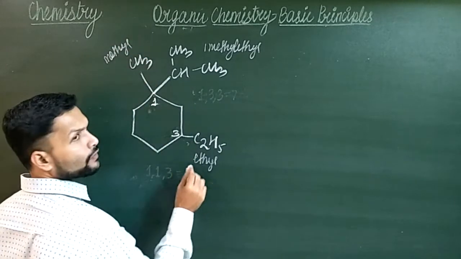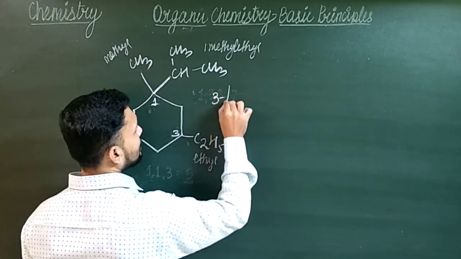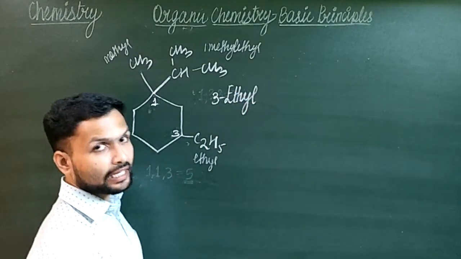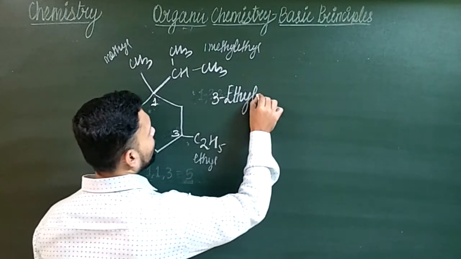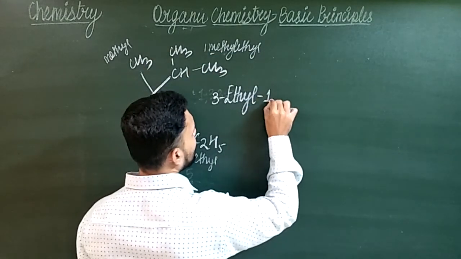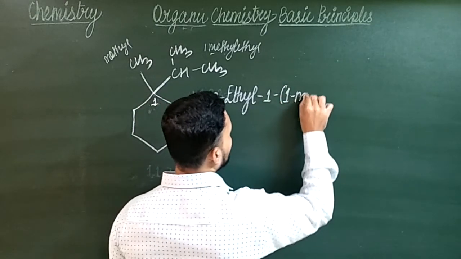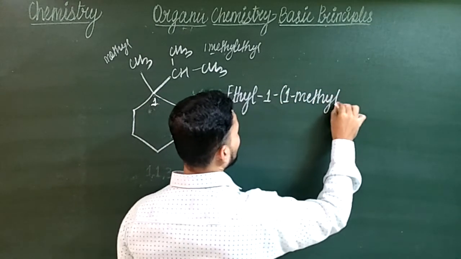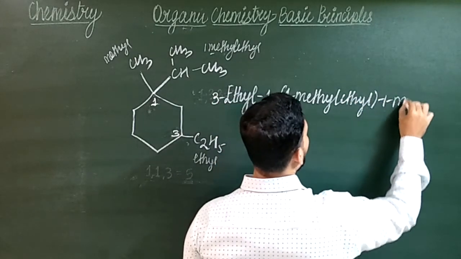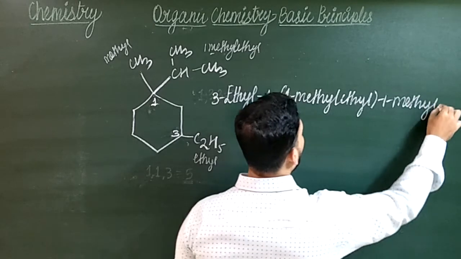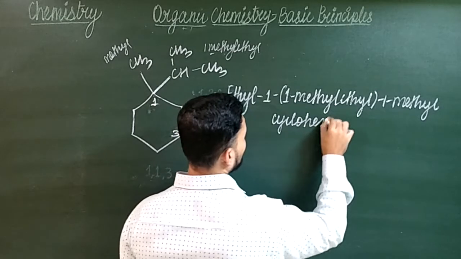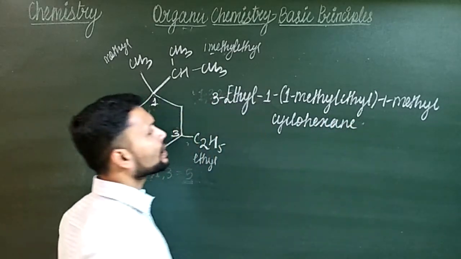So how to write it? Alphabetical order. So the name goes as 3E capital, the only capital alphabet in the entire name, 3-ethyl, followed by 1-methyl or methyl. So go for the complex one first. So it is 1 bracket 1 methyl ethyl. Next 1 methyl. And finally the answer is cyclohexane. So this is how you need to name them.